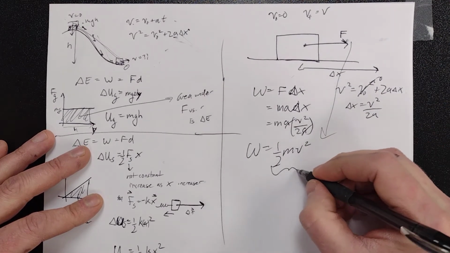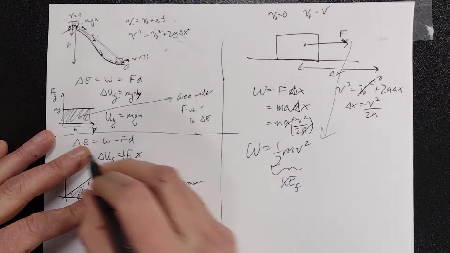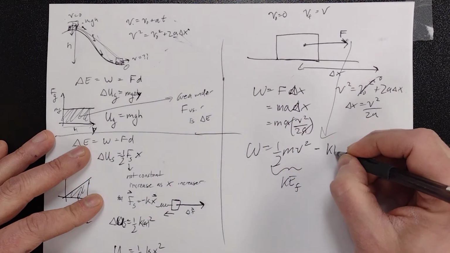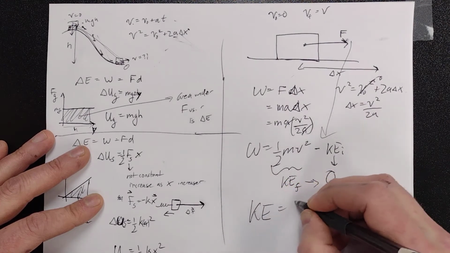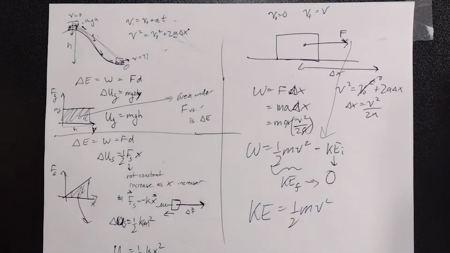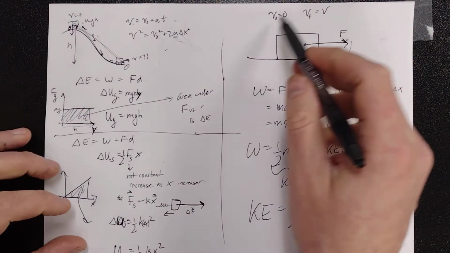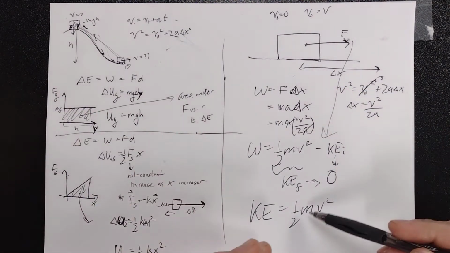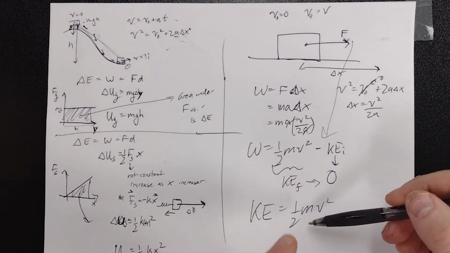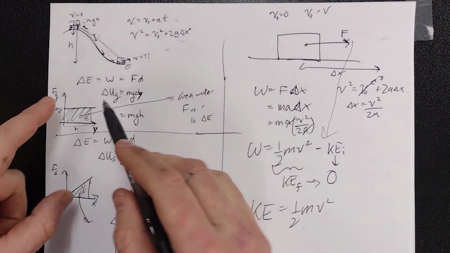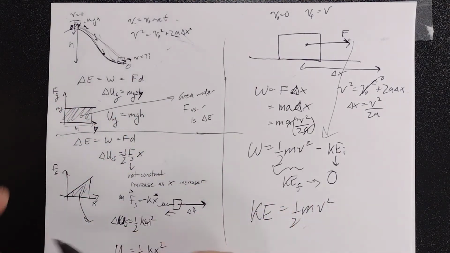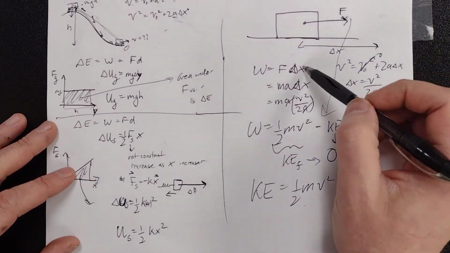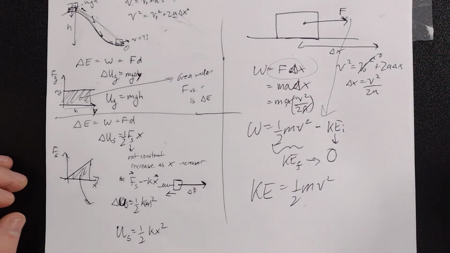And really this is the KE final. Remember, change in energy is work, so KE final minus KE initial, which is 0. So KE equals 1/2 mv squared. We call it like that. It's really just using work-energy and kinematics, and you get that. And that is caused by a force. If it's the force of gravity, you can say the potential energy gets converted into kinetic energy. If it's a spring force, the spring potential energy gets converted into kinetic energy. If it's just a random force, you just say that force times the distance equals the change in energy.